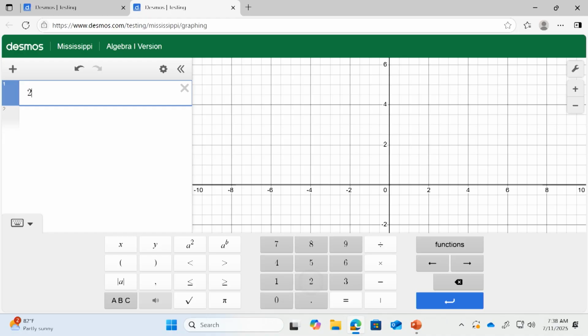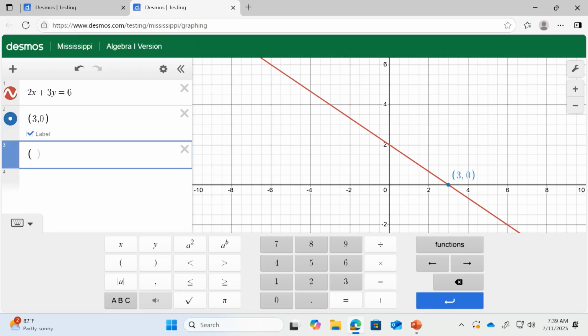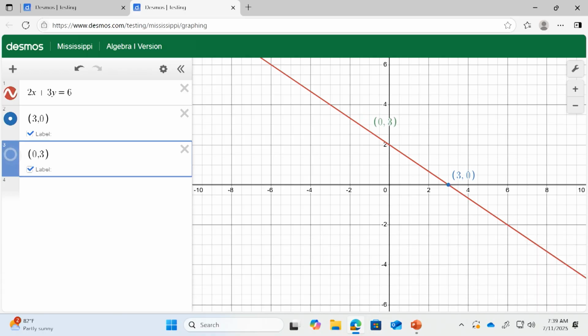So I have 2x plus 3y equals 6. Now I have a wonderful opportunity to use another skill that Desmos does. I can put 3, 0 and label. It does lie on the line. So let's do the next one. In parentheses, I'm going to put 0, 3 and label. It does not, so I'm going to go ahead and take that one off.